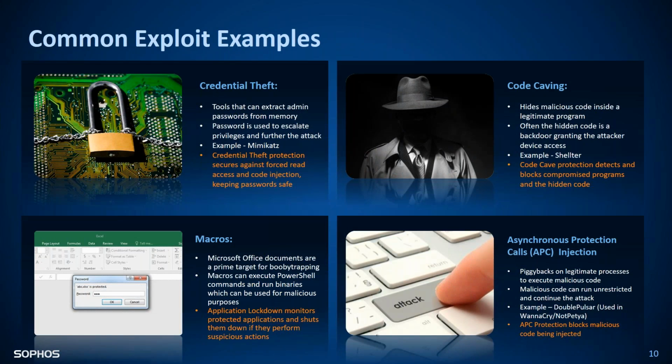So there's a list of some of the common exploit examples, and these are the ones that people know the most. Probably the biggest one we see is credential theft, where attackers come in and try to gain password information, any credentials they can use to get onto a machine, and that then helps them put the ransomware on that computer.